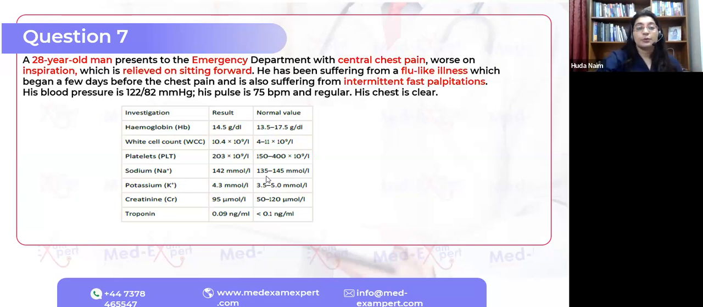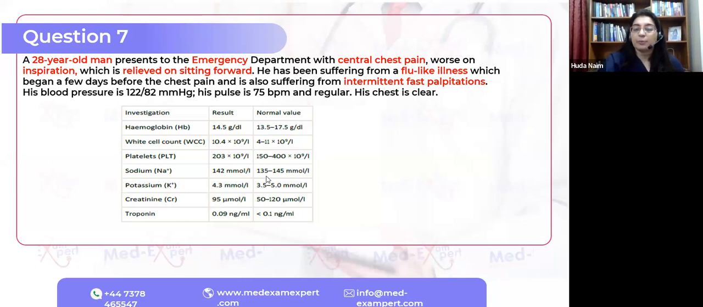Okay. So you have a question where you have a 28-year-old man. So very important to keep the age group in mind. The patient is presented to the emergency department with central chest pain. Now just start brainstorming about all of the causes of chest pain in a young patient, which is worse on inspiration and relieved on sitting forward. It already starts to narrow down your thought process.